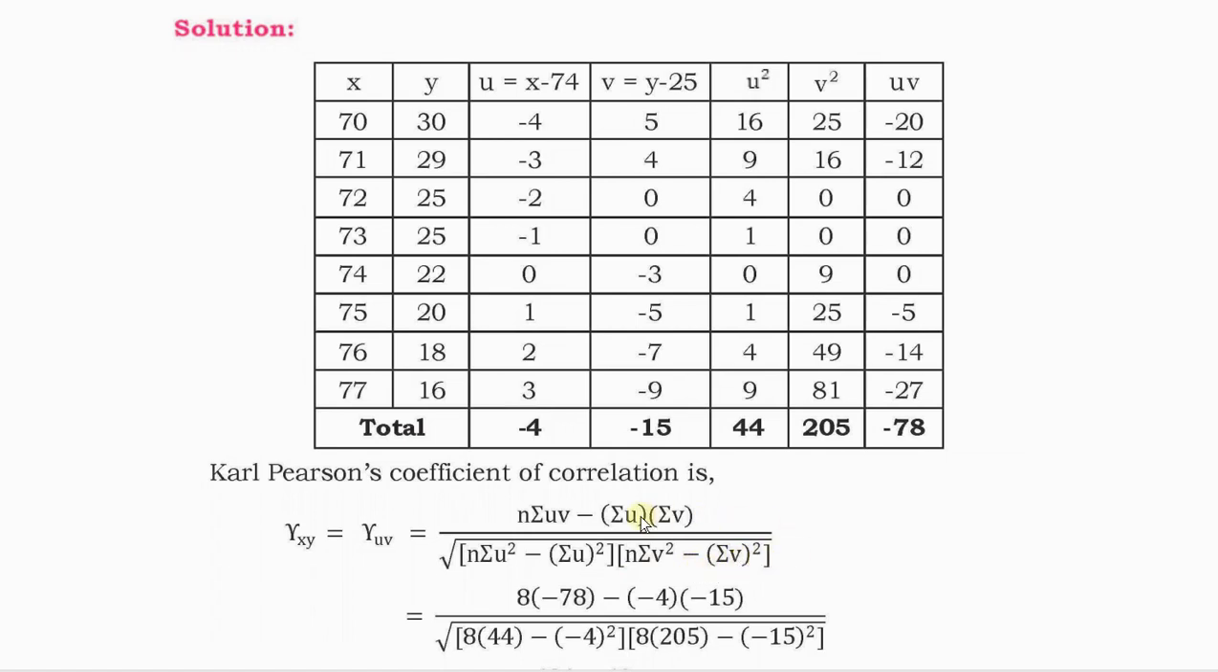So substituting all the values, n here is the number of pairs of observations. So 8 into minus 78 minus minus 4 into minus 15.